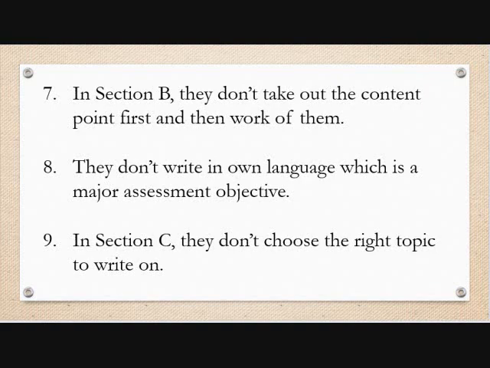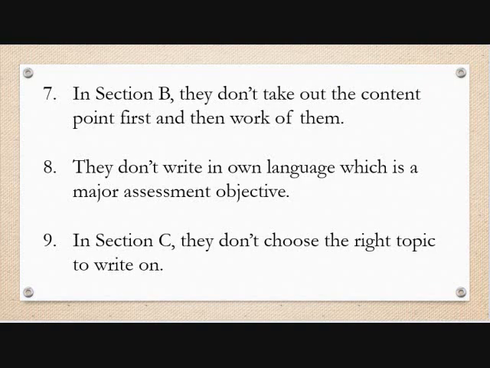Mistake 8. They don't write in their own language, which is a major assessment objective. I've already discussed it, so I think it's very clear to you. Section B, 30 marks. You cannot underperform there. Underperforming in a 30-mark question means you might just lose 2 grades. An A-graded student who wrote section B poorly can get a D grade even.